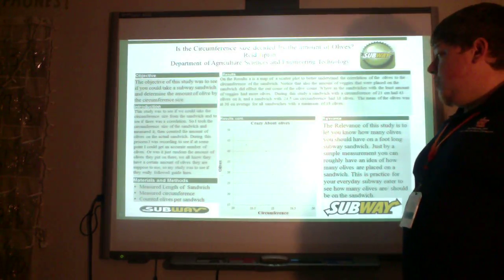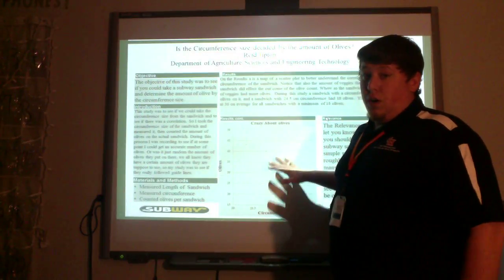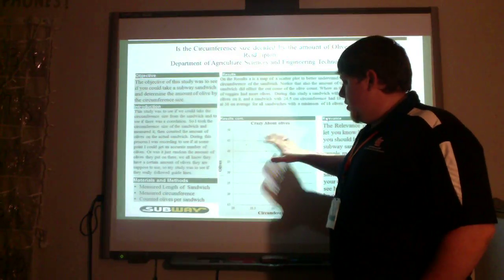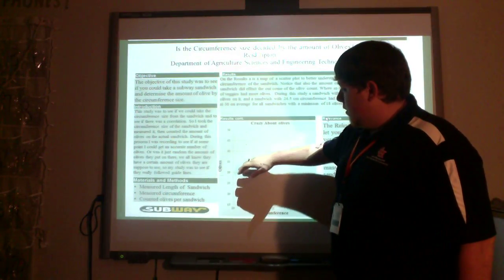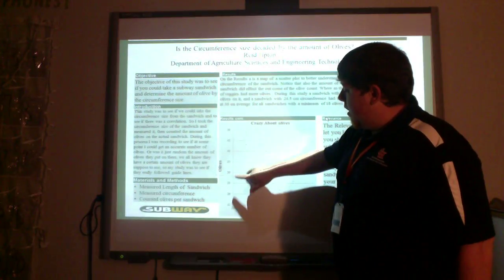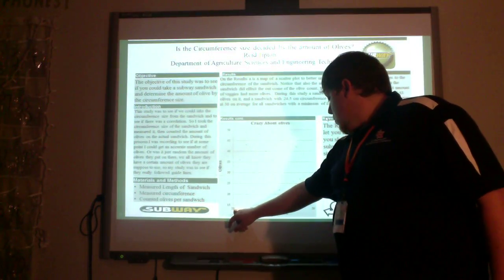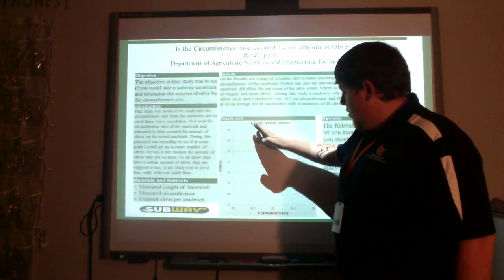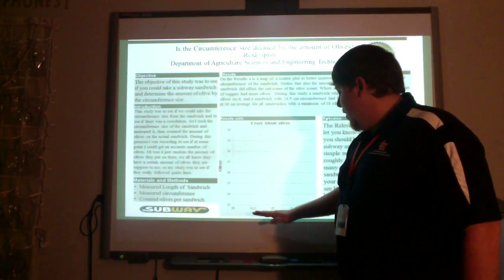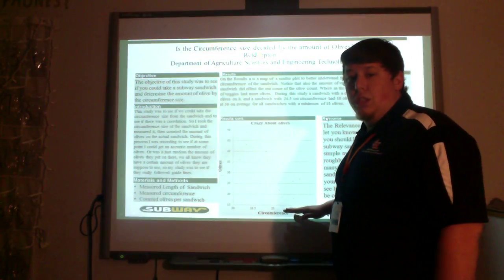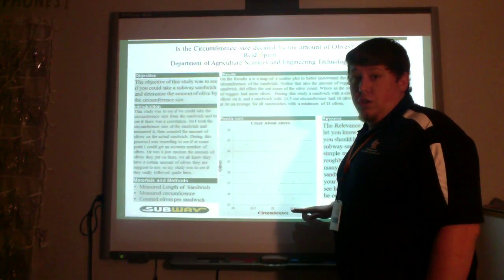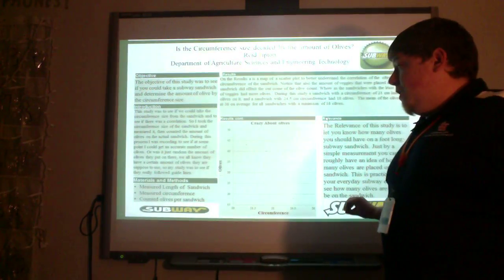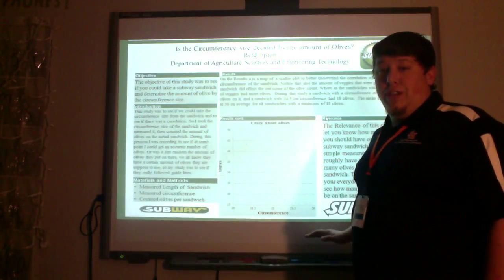So, I know it's kind of hard to see from here in this video, but "Crazy About Olives" is my chart title. And you can see it goes up. So for 20, you're at 35 olives. You start to go up, and then you come down as the circumference size gets larger. So as the circumference size increases, the amount of olives decreases.